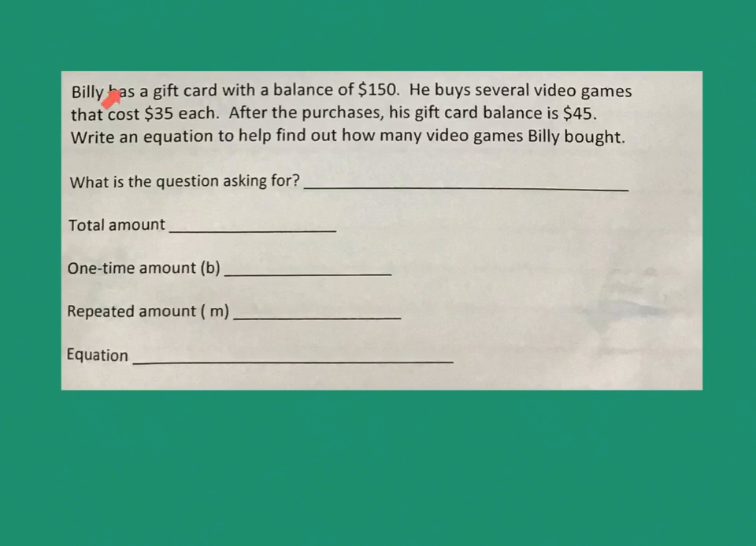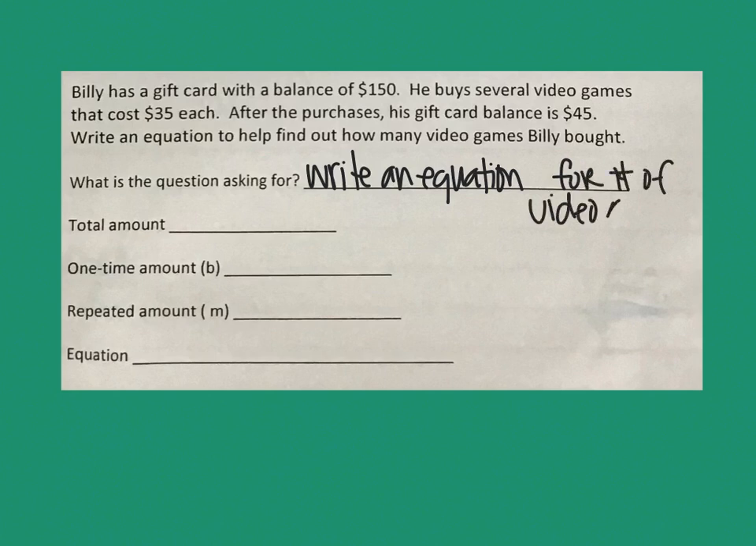Okay, second one we're going to look at, it says Billy has a gift card with a balance of $150. He buys several video games that cost $35 each. After the purchases, his gift card has a balance of $45. Write an equation to help us find out how many video games Billy bought. So again, what is it asking us for? It's asking us to write an equation. We're trying to figure out the number of video games. So basically, write an equation for the number of video games, if I want to say the complete answer.